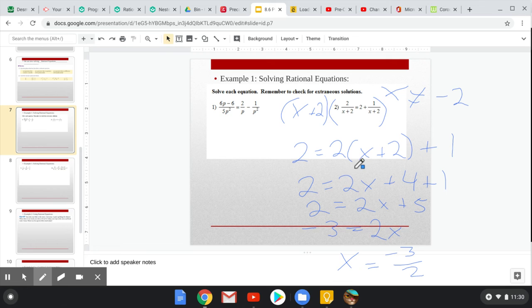So just like in the first example, we're just multiplying by the common denominator and then solving it like a normal equation that we've done 100 times. All right, so our last step is to check and make sure that our solution doesn't match the extraneous solution. It doesn't, so -3 halves is in fact the solution to this question.